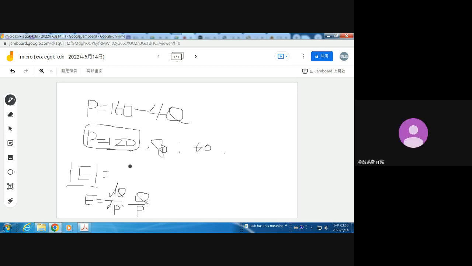We have to take the derivative with respect to Q first. So how are we going to do it? Probably you're going to rearrange it. Here you need to have 4Q equal to 160 minus P. Then what we're going to have is Q equal to 40 minus P over 4.